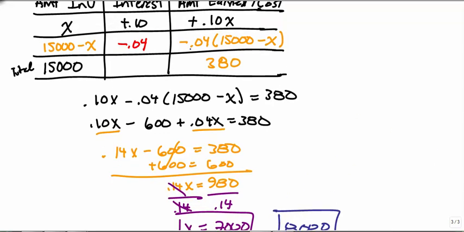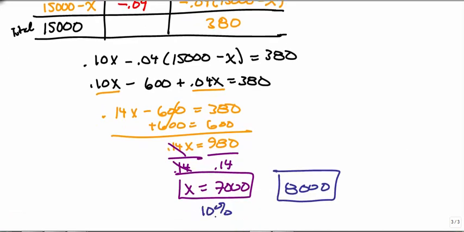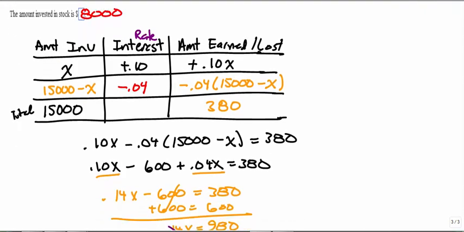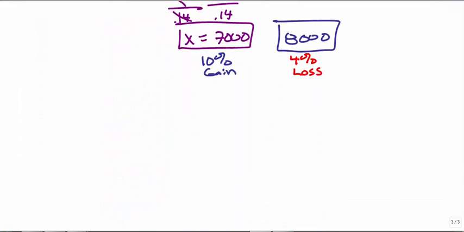Well, if we scroll up here, X was my 10% gain. So this was in my 10% gain account. And this 8,000 then was that 4% loss account. Okay, so X up here is 7,000. So the amount invested at 10%, that was the gain, that's 7,000. The amount invested in the loss of 4% was 8,000. Okay, like I said, there's several ways to set this up, but this is certainly one way that gets the information in a table, and tables are easy to keep track of things in. Okay, let's go ahead and look at some of the other types of problems that you'll see in this section as well.